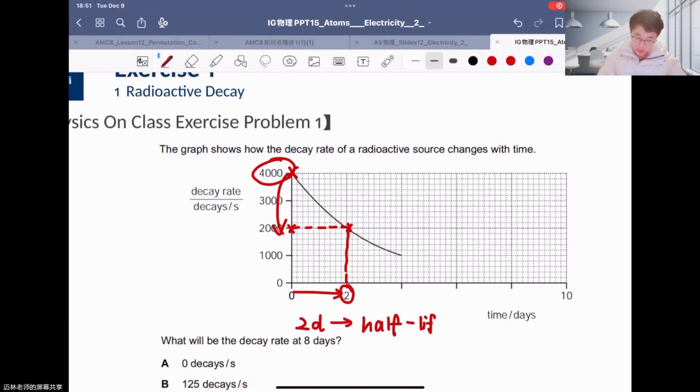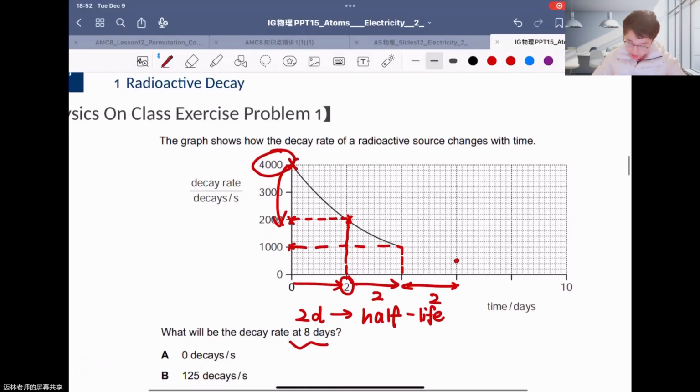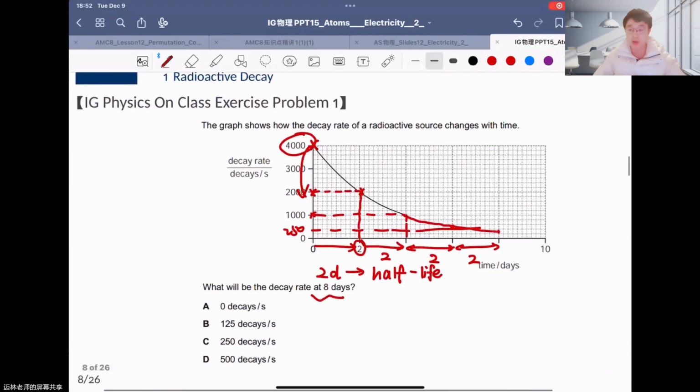Now, after 8 days, what will the decay rate become? From 4,000 to 2,000 goes through 2 days. For another 2 days, 2,000 goes to 1,000. After another 2 days, 1,000 goes to 500. And after the last 2 days, 500 turns to 250. So this is 250, and we choose C as our final answer. Every time a half-life passes, the total decay rate just turns into half.